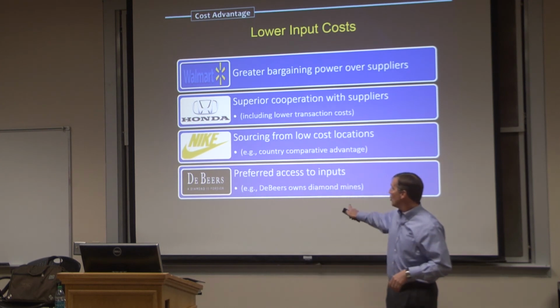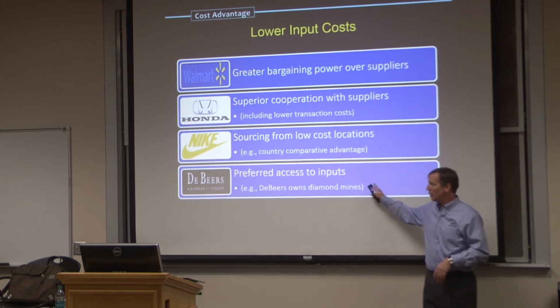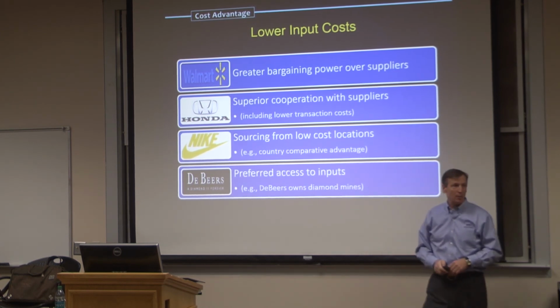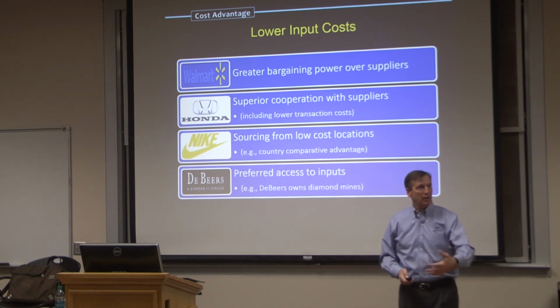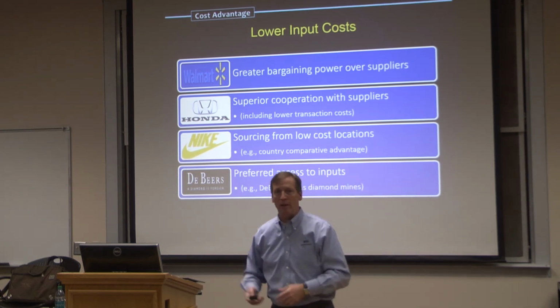And then finally, you might have lower costs because you just have preferred access to those inputs. And that's what De Beers does by owning the diamond mines. They find the key raw materials, the diamond mines, they buy them, then they own them, and then they can get them at lower cost.